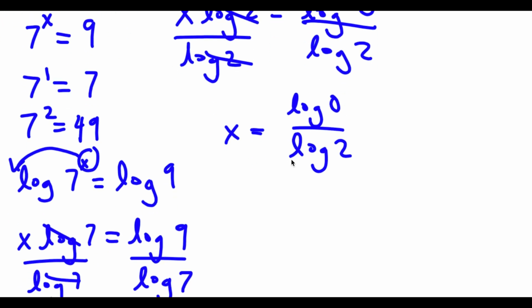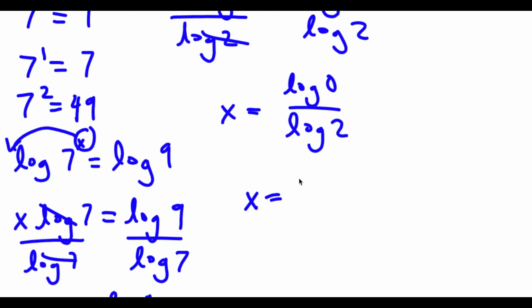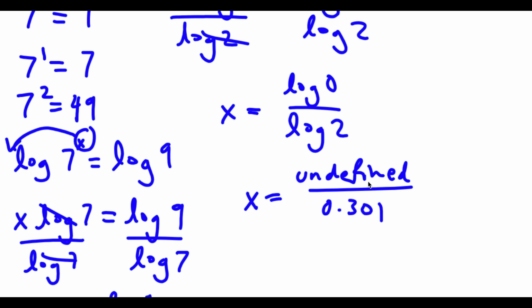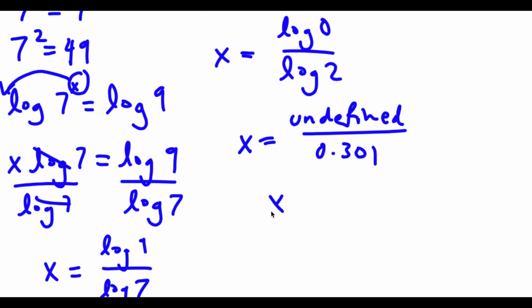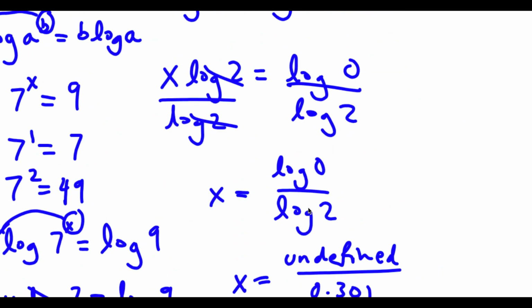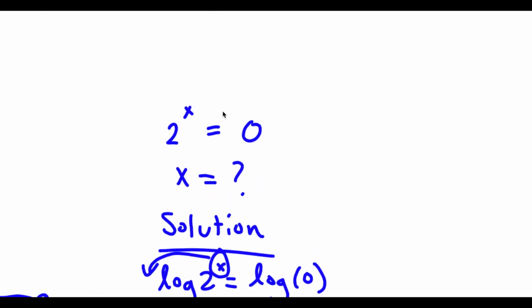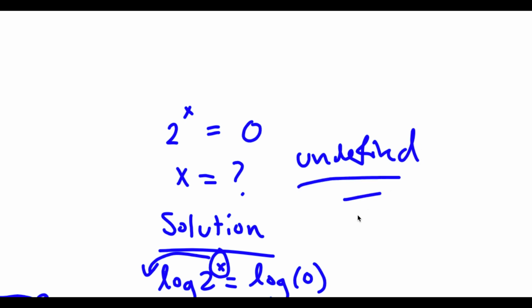Now, this is log 0, the value of that is actually undefined, and the value of log 2 is 0.301. Well, because one value is undefined and you can't divide an undefined value by another number, this means that the value of x is actually undefined, meaning it has no solution. So x is undefined, so this equation has no solution.